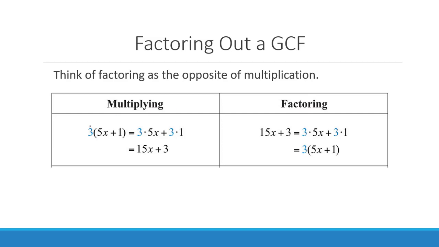Now, before in this class, we've been multiplying. So we've been taking the number that's outside the parentheses and multiplying it by each number inside. This is the distributive property. Factoring is the opposite of the distributive property.